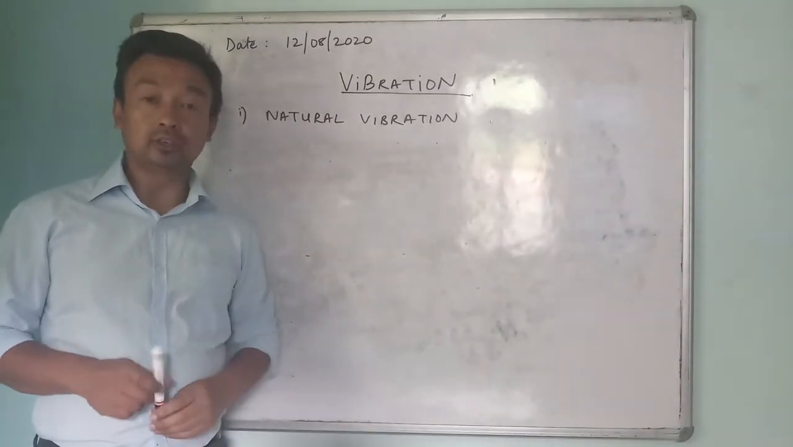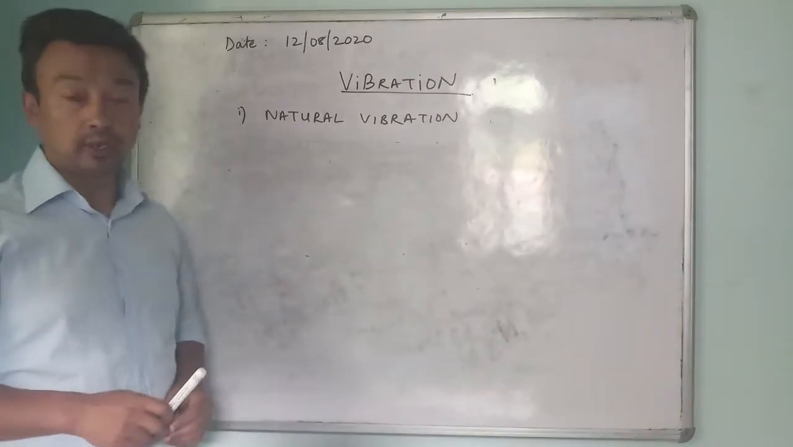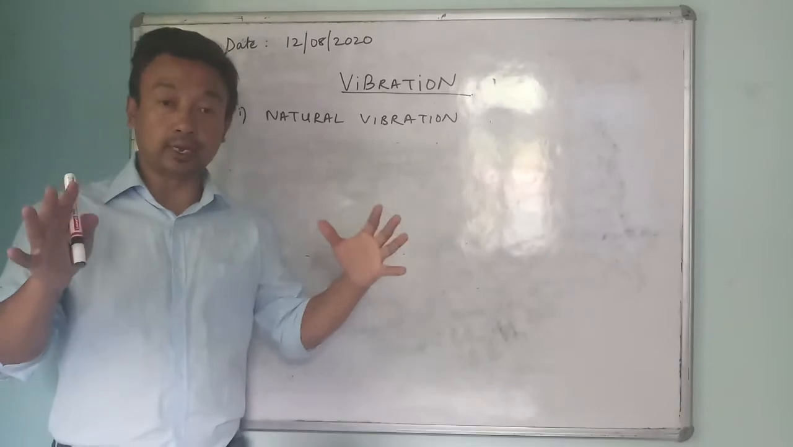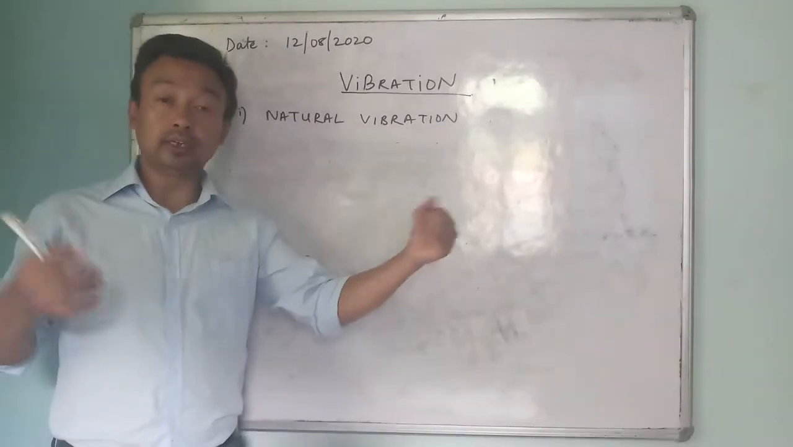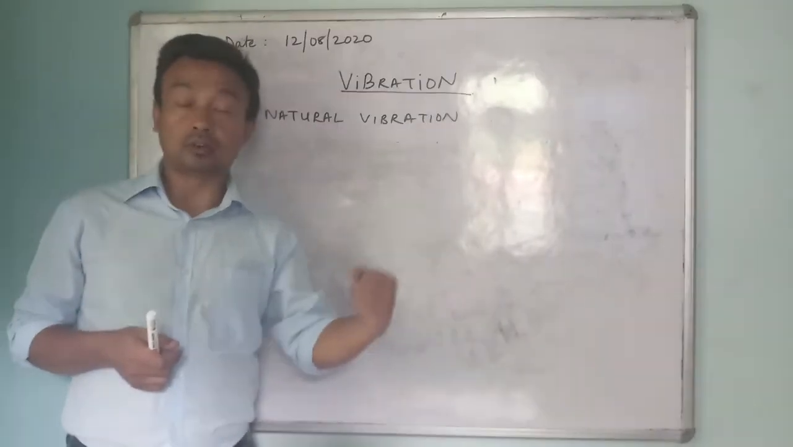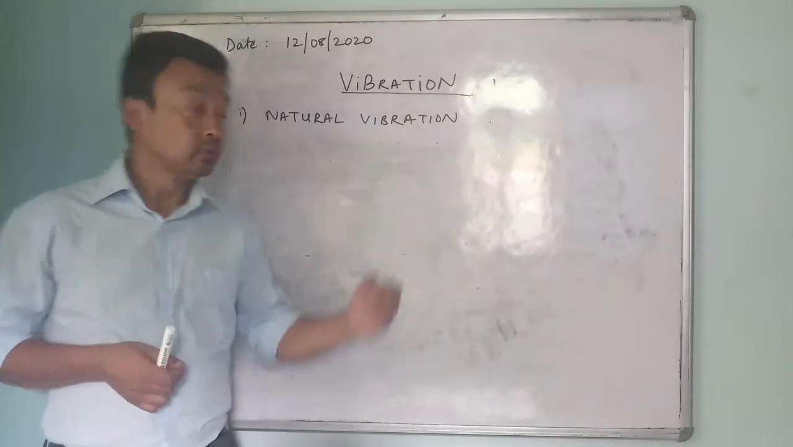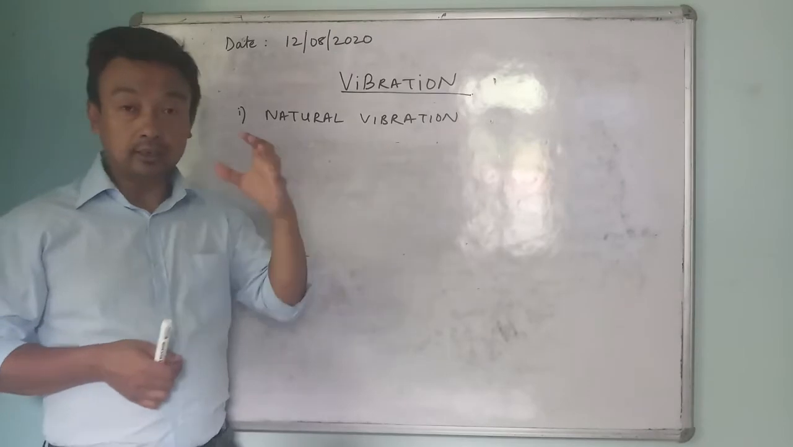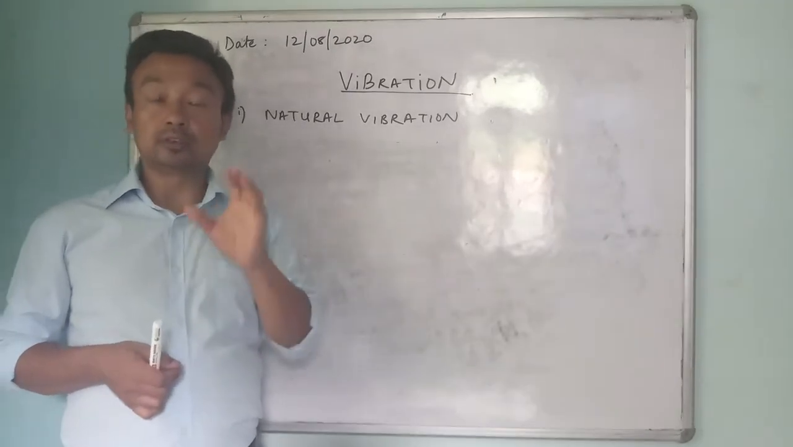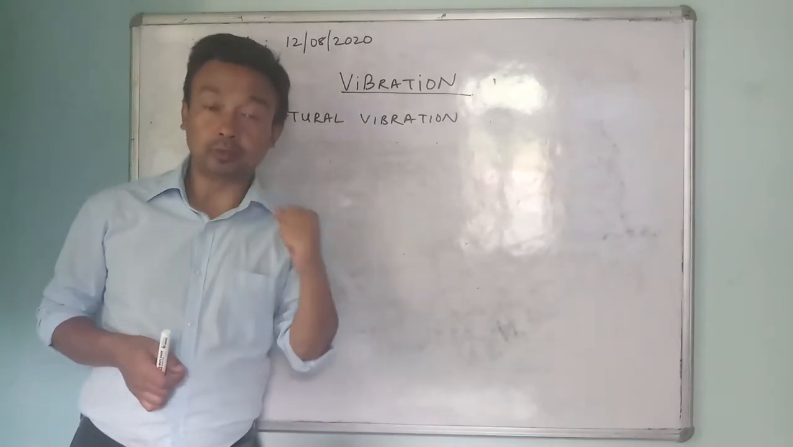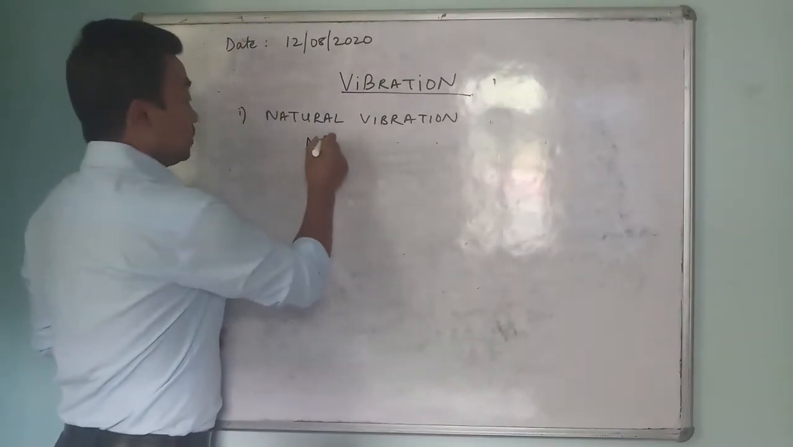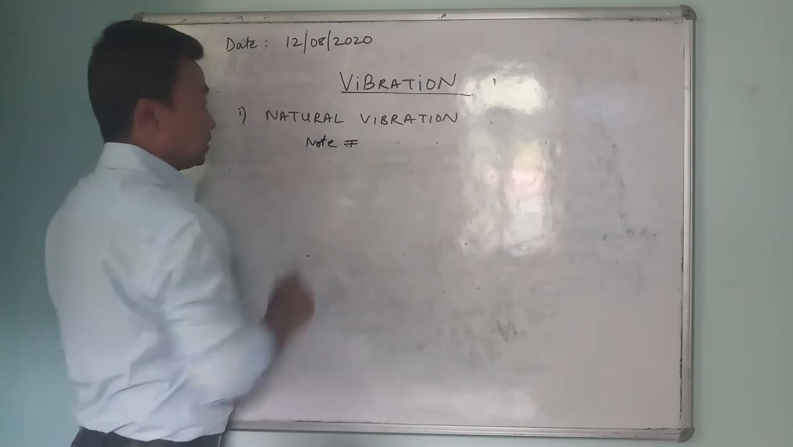Now in practice it is not possible to have no force in the medium. For example, we have air here. In the air there is always some external force present. This vibration of a body basically occurs in vacuum. Vacuum is a space where not even air is present. So some notes you have to keep in mind here in case of natural vibration.